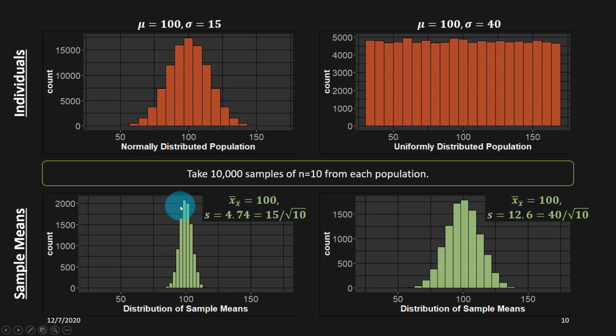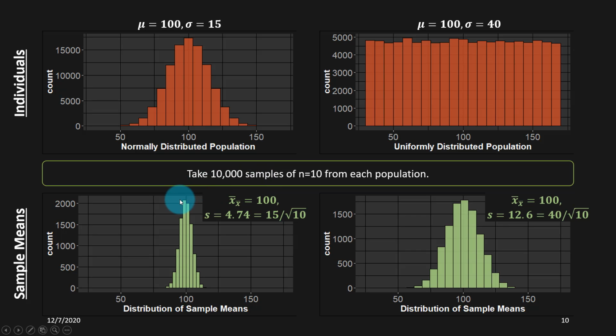Then if you were to take the standard deviation of each of these distributions, you find that this one is 4.75, which lines up with what we would expect from the central limit theorem, where we take our standard deviation of 15 and divide it by the square root of the sample size, which is 10. Similarly here, this one has a wider standard deviation because it's much more variable to begin with, but again, it's proportional to what we would expect under the central limit theorem. It has a standard deviation of 12.6, which is equal to the original standard deviation of 40 divided by the square root of 10. So regardless of the distribution that we sampled from, we get approximately normal distributions of sample means.